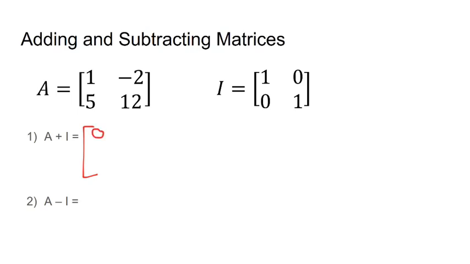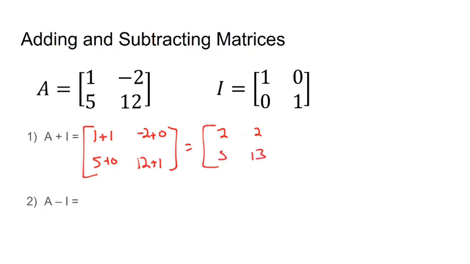The top left element in this sum matrix would be the top left element of A plus the top left element of I, so it would be 1 plus 1. The bottom left element would be 5 plus 0. Then we'd have negative 2 plus 0. And then lastly, we'd have 12 plus 1. And if I wanted to simplify, I could do that. So let's see, we'd have 2, negative 2, 5, and 13.